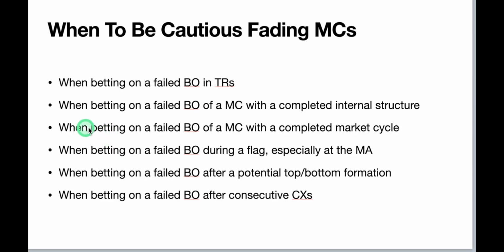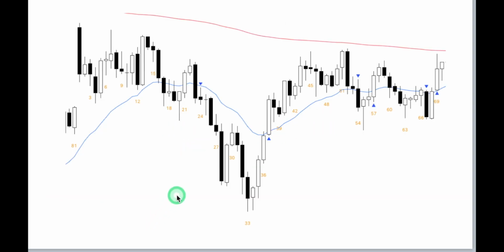The third option here is when betting on a failed breakout of a microchannel with a completed market cycle. So what I mean by that is this is all one microchannel. It has a spike phase and the channel phase all within the same microchannel. So this is actually a completed market cycle. It's a spike and channel, but we never break below the prior low. So if you're just looking at fading the last low, you have to understand what has happened leading up to that. And here, if you fade this last low, this is actually the end of the channel phase.